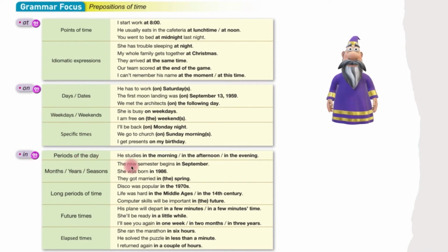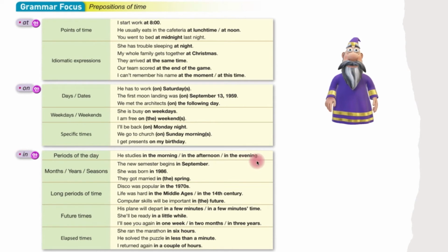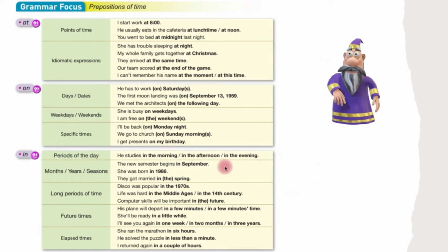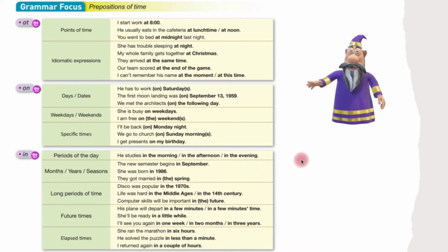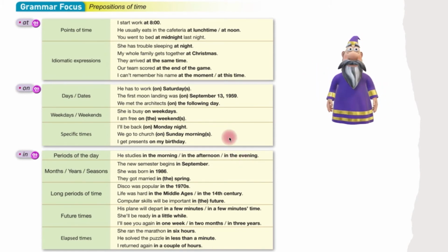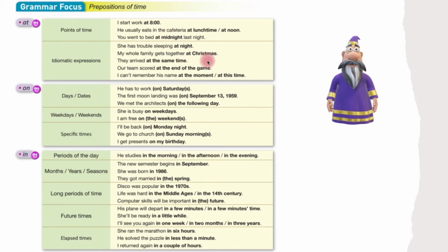In periods of the day, he studies in the morning, he studies in the afternoon, he studies in the evening. So it's showing that periods of day are the morning, the afternoon, the evening. Night, now this is where it gets strange. He studies in the night. No, he studies at night. But you can see at night. He studies at night, back at the top.